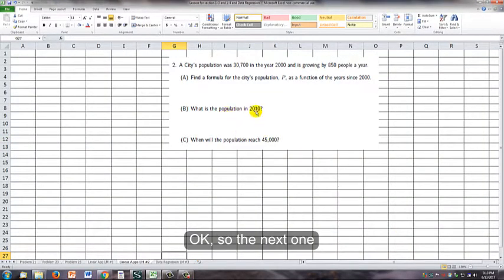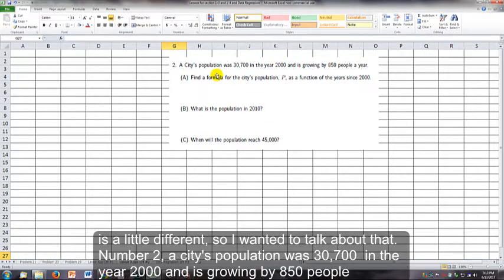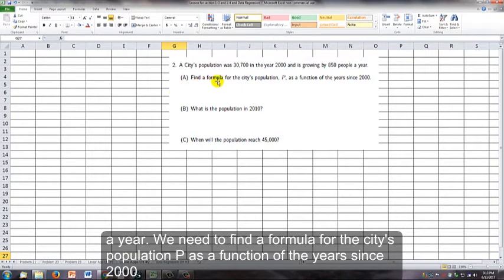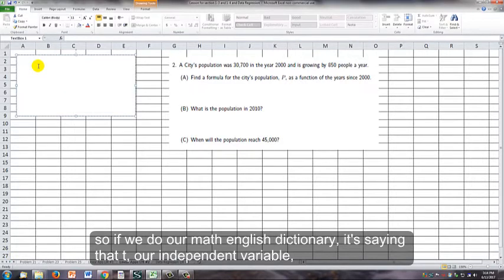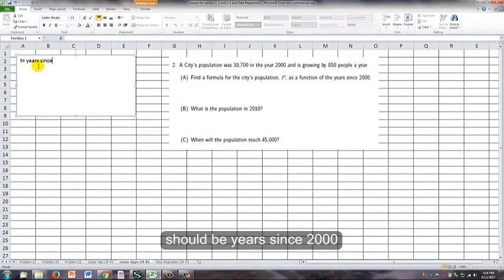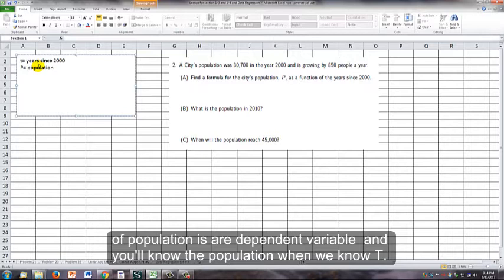Okay, so the next one is a little different, so I wanted to talk about that. Number 2, a city's population was 30,700 in the year 2000 and is growing by 850 people a year. We need to find a formula for the city's population, P, as a function of the years since 2000. So if we do our Math English Dictionary, it's saying that T, our independent variable, should be years since 2000, and P is a function. The population is our dependent variable, and you'll know the population when we know T.